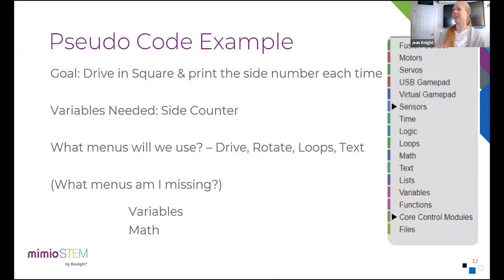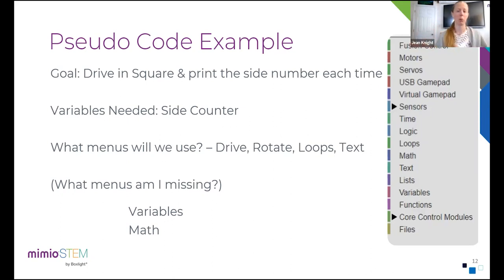So a pseudocode example of that last program I did would be goal. All right, set my goal. I want to drive in a square and print the side number each time I change sides. So I'm going to need a variable called side counter. What menus will we use? So I know I need to drive, and I know I need to like rotate, and I'm going to do repeats because I need it to go in a square. And I want it to tell me something, so I'm going to have a text in there as well.